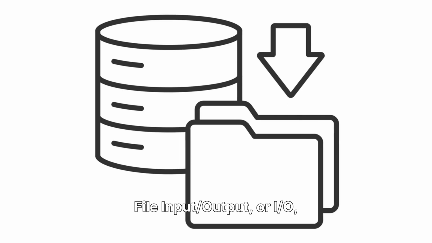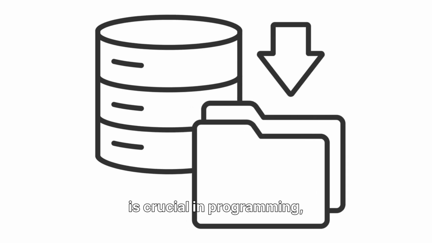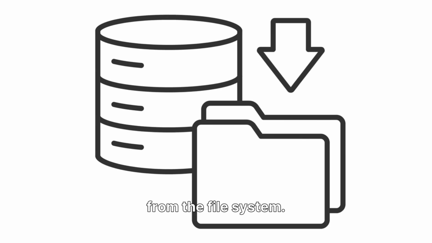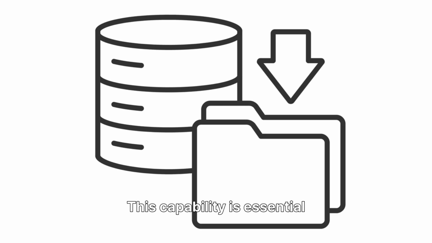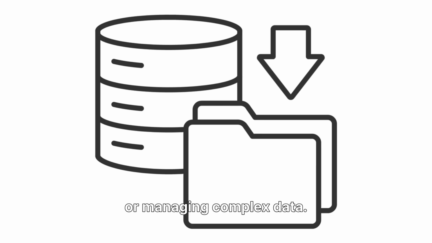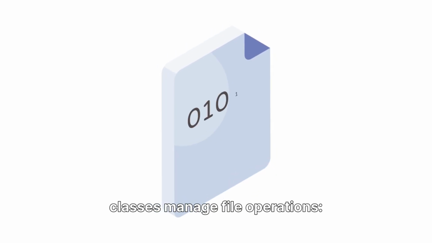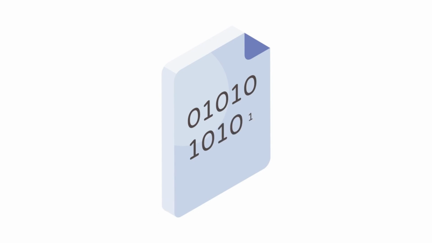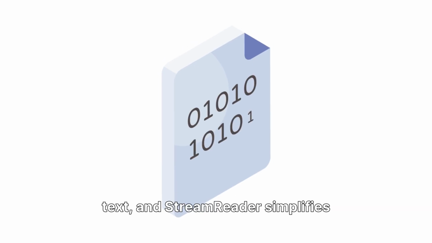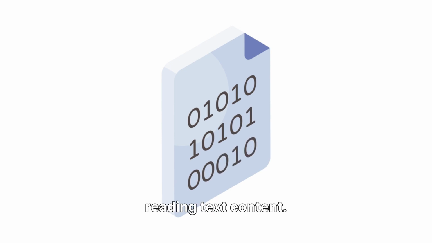File input, output, or I/O is crucial in programming, enabling applications to persistently store and retrieve data from the file system. This capability is essential for tasks like saving user preferences, logging events, or managing complex data. In C#, three core classes manage file operations: FileStream for raw byte-level access, StreamWriter for writing text, and StreamReader for reading text. FileStream forms the foundation, while StreamWriter efficiently writes text, and StreamReader simplifies reading text content.